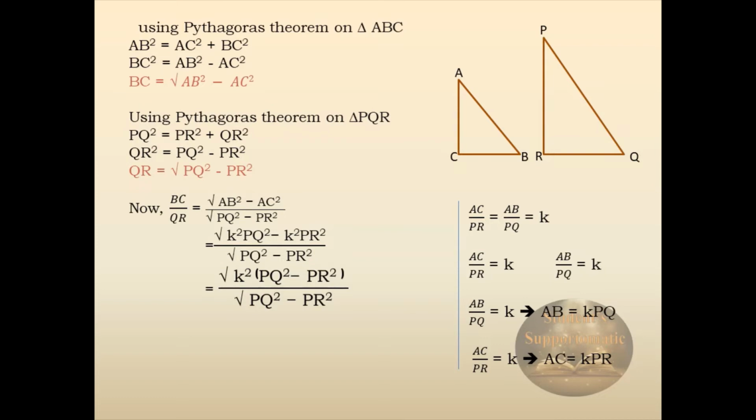So we are taking K square out of the square root, it becomes K. So here it is K into square root of PQ square minus PR square, and the denominator is square root of PQ square minus PR square. These both get cancelled. So remaining is K. It means the ratio BC by QR is equal to K.